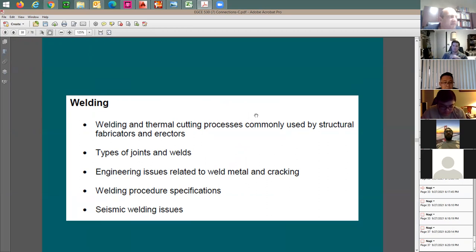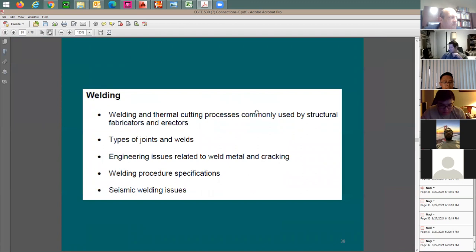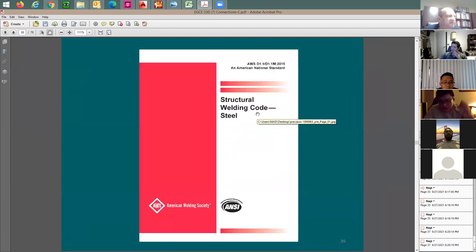And we need to understand different types of welds. What does it look like? What do we call it? And how would you call it in a detail and the symbols of it? The document that we are using here, which is also referenced by the ASCE and also referenced by AISC, is going to be this AWS D1.1 for structural steel. It's called here Structural Welding Code, Steel.